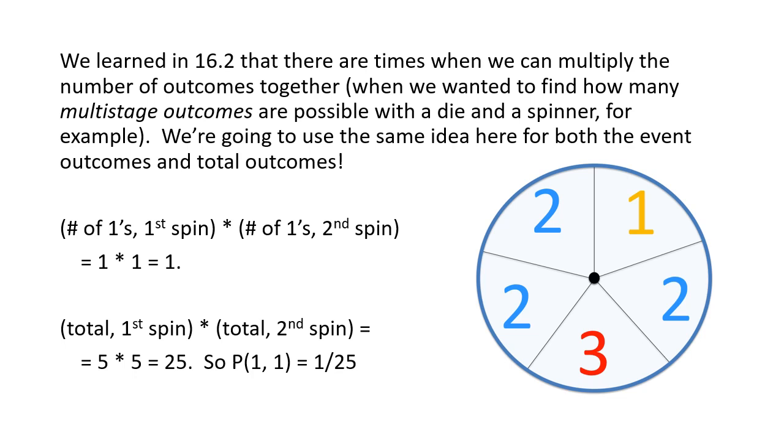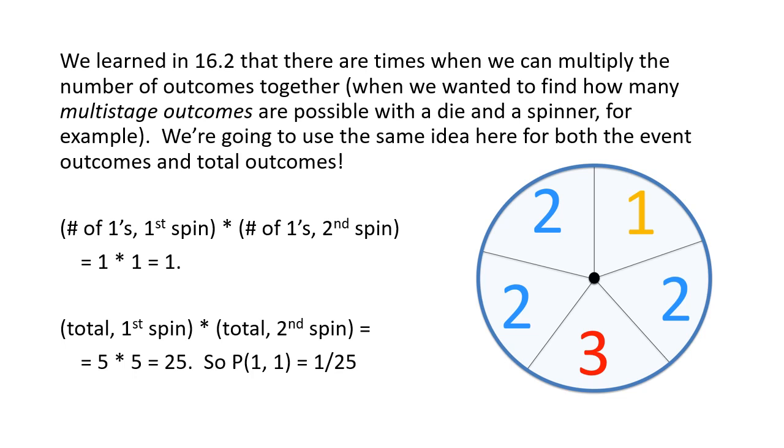So let's go back to 16.2, where we looked at multiplying things when we had multi-stage outcomes. The first problem we looked at had a die and a spinner, and we were looking at how many possible outcomes we had. We saw there were 6 for the die, 4 for the spinner, so 6 times 4 gave us 24 different possibilities. And we can do the same thing here.